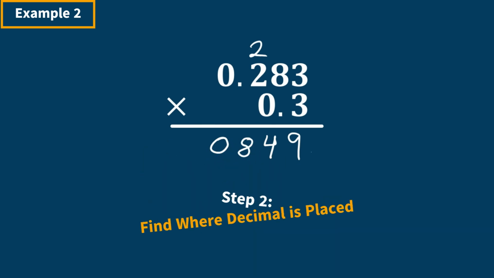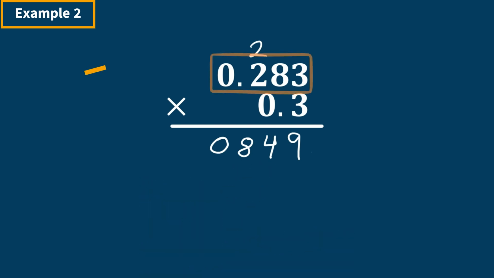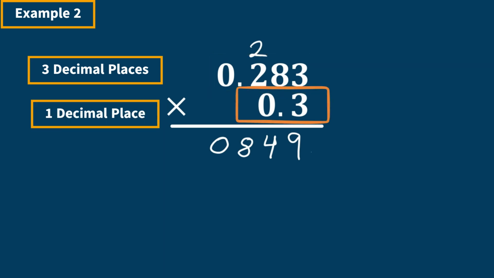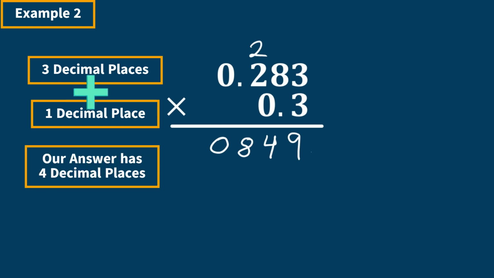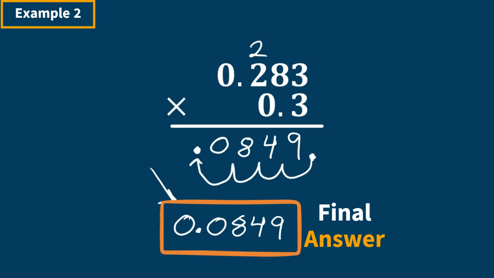Now, let's go ahead and find out how many decimal places we have to move. The first number here, 0.283, we see that there are 3 decimal places. The second number is 0.3, that means there's 1 decimal place. Adding those 2 together, that means our answer is going to have 4 decimal places. So let's go ahead and move our decimal 4 places to the left. So we start from the end. 1, 2, 3, 4. So that means our decimal is going to go over here. Our final answer becomes 0.0849. We can see we added the 0 right in front. This is going to be our final answer.